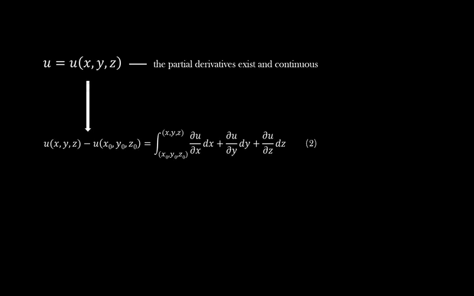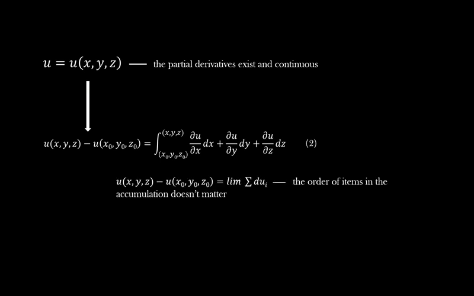For u equal u(x, y, z), if the partial derivatives exist and are continuous, the mixed partial derivatives have nothing to do with the order of taking derivatives in terms of the different variables, and the total differential is integrable, which is formula 2. I.e., as this, the order of items in the accumulation doesn't matter. Therefore, the integral from (x0, y0, z0) to (x, y, z) has nothing to do with the path of integration.